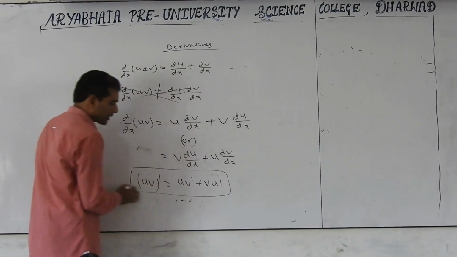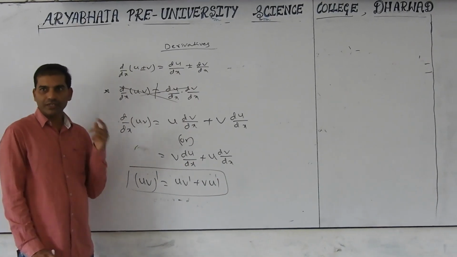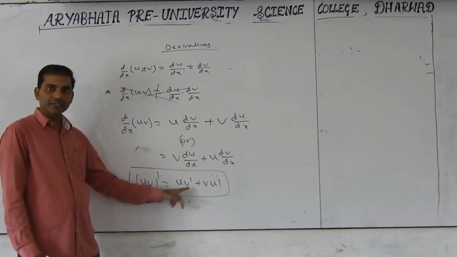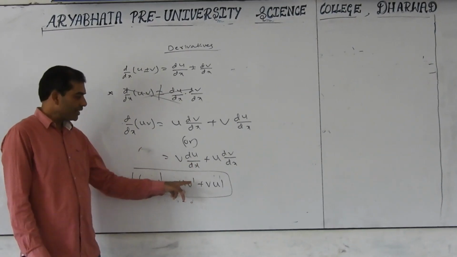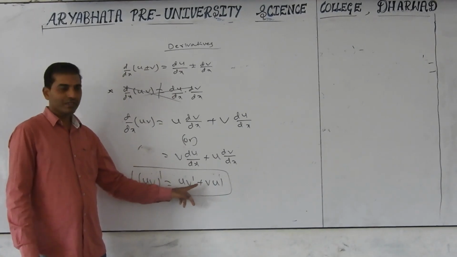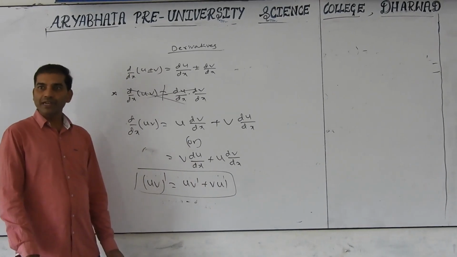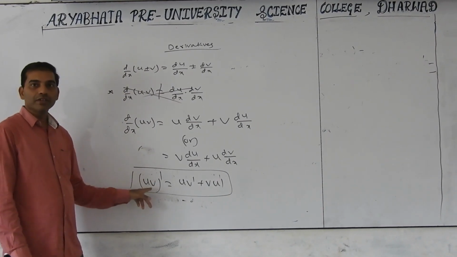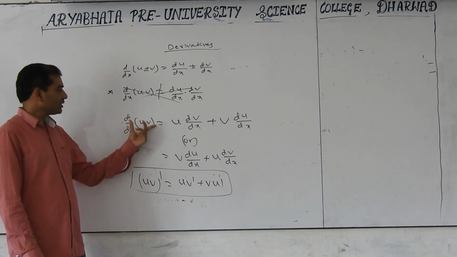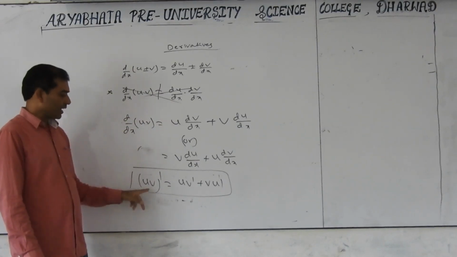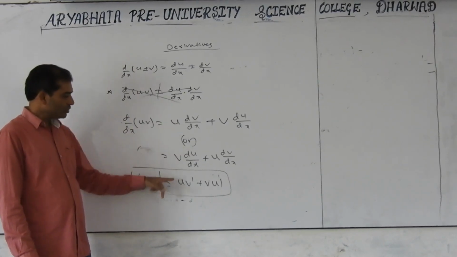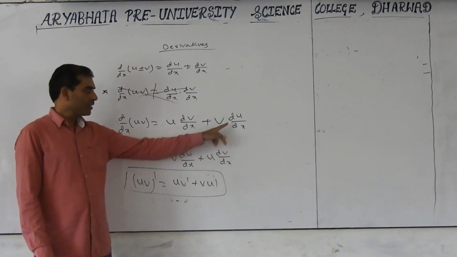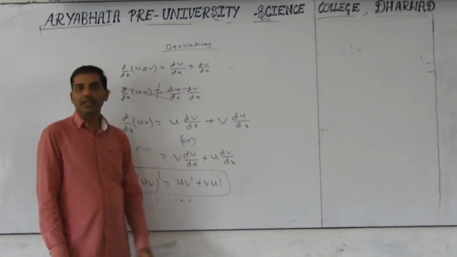This is the product formula of differentiation of two functions: (uv) whole dash equals u v dash plus v u dash. v dash means dv by dx, u dash means du by dx, and (uv) whole dash means d by dx of uv. The dv by dx notation is v dash, and du by dx is denoted by u dash.